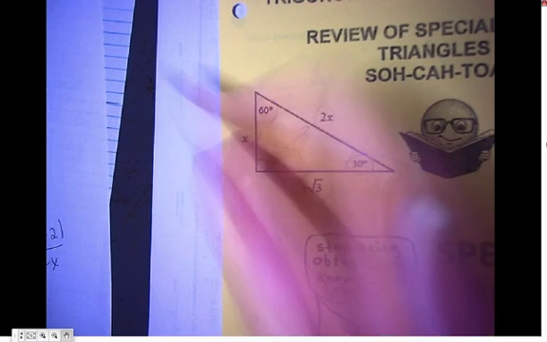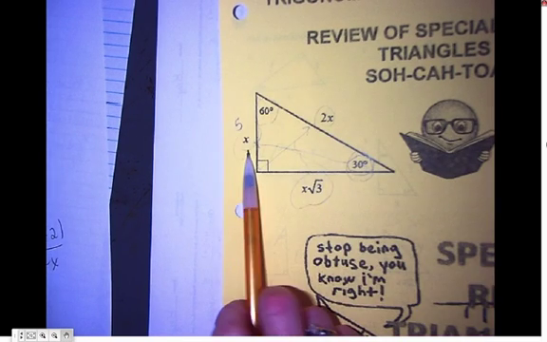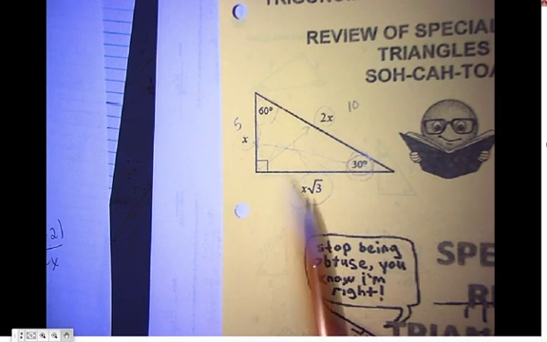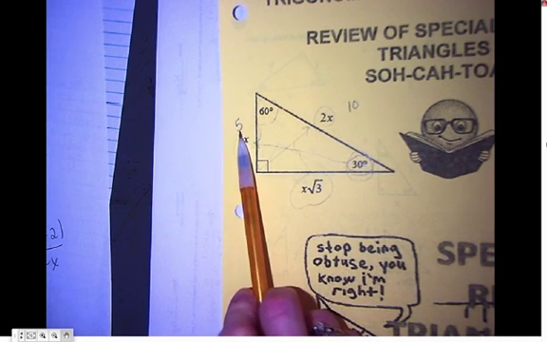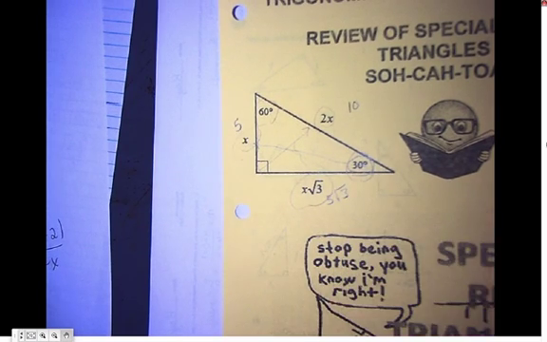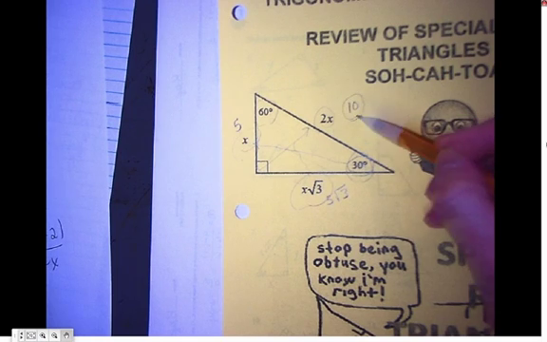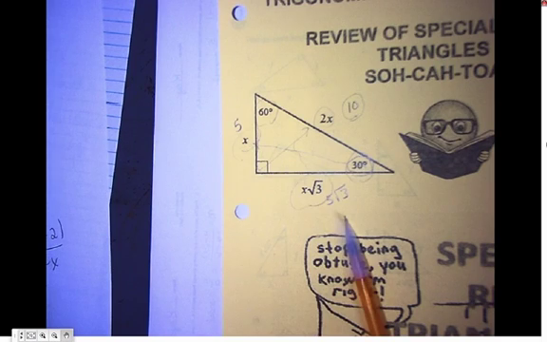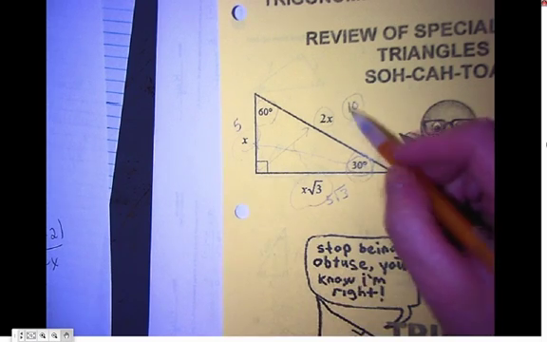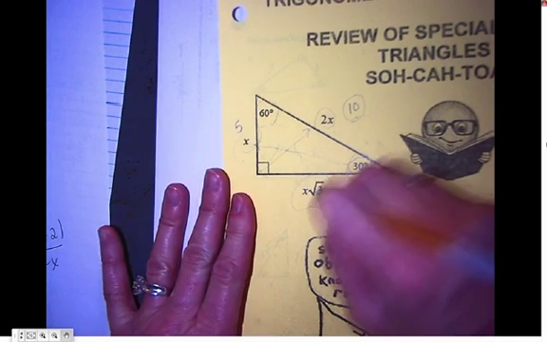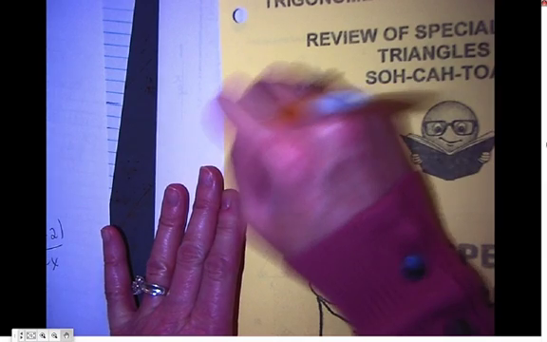So let's say the short leg's 5. If this is 5, what would the hypotenuse be? 10. I always want this one because it always builds off of this one. What is the long leg? 5 root 3. What if they gave you the hypotenuse? What would you do to get the long leg? Divide by 2 and then multiply that side by root 3. The hardest case is when they give you the long leg. You divide by root 3 to get the short leg, and then you multiply by 2.